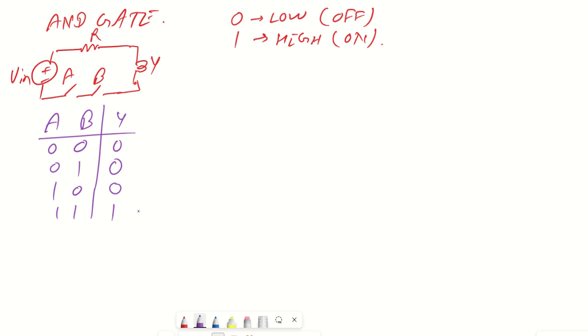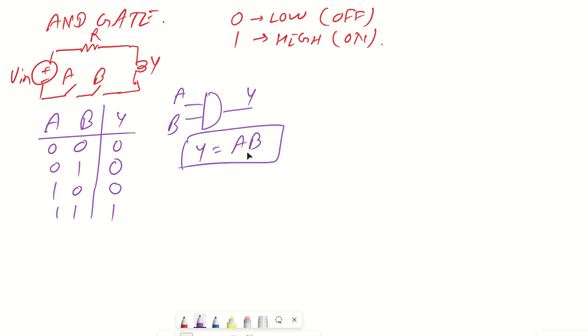Now AND gate is represented like this. This is my A, B and this is my Y, and the expression is Y is equal to AB. So it is a multiplication of A and B. Now, on the input side, let us say we have 1 0 1 0, like that, 1 0 1 0. So this is my V input, and accordingly you will see your output will also be flowing.